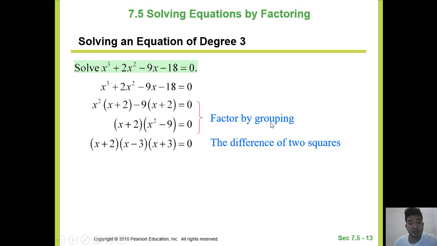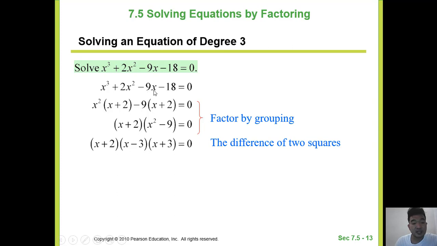Then factor by grouping. As you can see, yung magkatabi, pwede nating i-factor because they have common factors. X cubed plus 2x squared, that's the first group. The second group is negative 9x minus 18. The common factor of x cubed and 2x squared is x squared. So x cubed divided by x squared is x. Then 2x squared divided by x squared is 2.